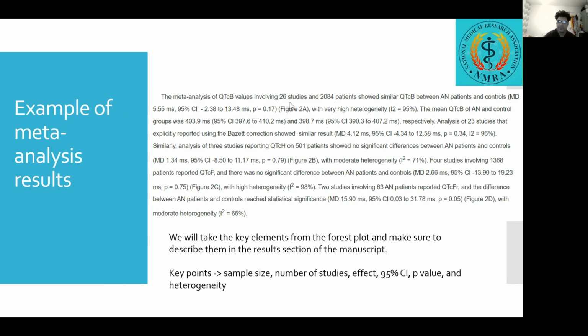But yeah, you can even see that variation exists within studies. For example, QTcB values are reported in 26 studies with 2,084 patients. At the very end, only 2 studies with 63 anorexia patients reported QTcF, but this one is statistically significant. P equals 0.05, very, very barely though, because the confidence interval almost reaches 0.